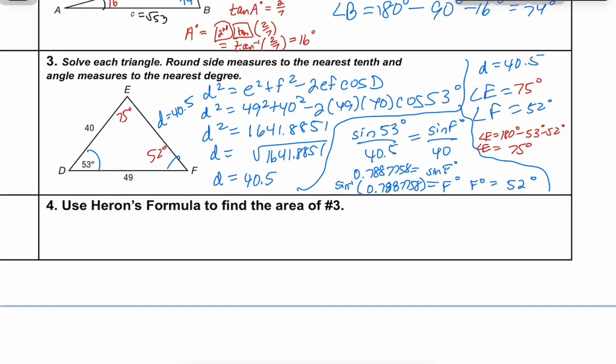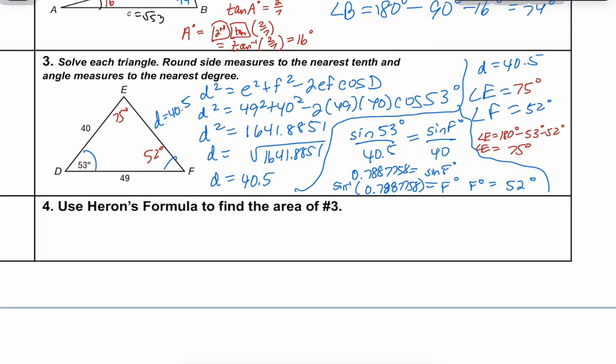Do we have any questions about solving a non-right triangle? Yes. I am not going to be super picky about the rounding, because if you round a little sooner than me, as long as you're close, I'm going to give it to you, okay?